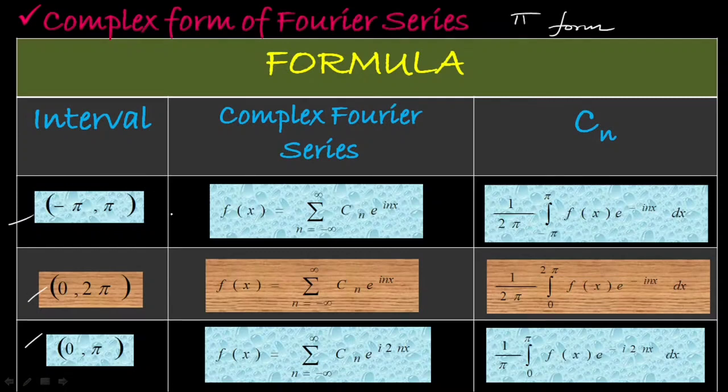If it is minus pi to pi, this is the general Fourier complex form. This gives you the complex form of Fourier series in general. If it is 0 to 2 pi, this is f of x, and 0 to pi. For f of x, you calculate the value of Cn by making use of this formula. If it is from 0 to 2 pi, you make use of this formula for calculating Cn. If it is from 0 to pi, you make use of this formula for calculating the value of Cn. Substituting in f of x gives you the complex form of Fourier series.